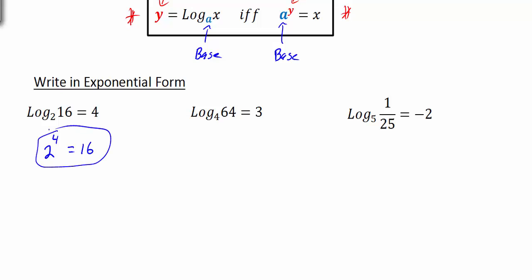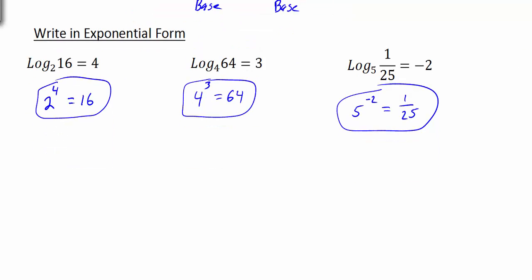This is very easy once you get the hang of it, but for some reason can be a little confusing at first. So really make sure that you understand this before you continue. Here we have another example. Log base 4 of 64 equals 3. 4 is the base and the 3 is the exponent. So 4 cubed is equal to 64. And over here we have log base 5 of 1/25 equals negative 2. Once again, the 5 is the base, the negative 2 is the exponent, and that's equal to 1/25.